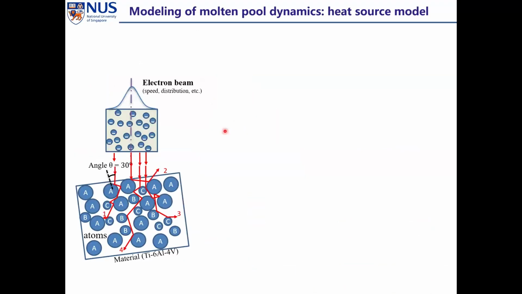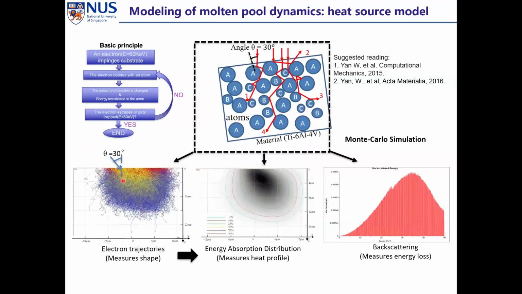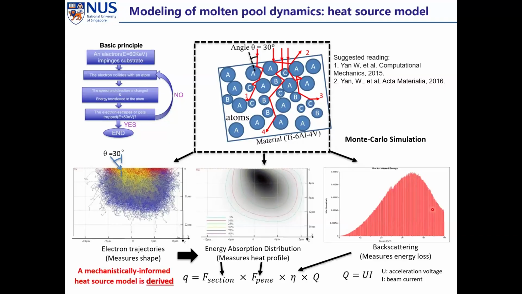And for electron beam, we simulate the collisions between free electrons and atoms. And this is like 10 million free electrons impinging into the material, having collisions with atoms, and these are the trajectories, absorbed energy, and energy loss due to backscattering. And then we can get the heat source model from the fundamental quantum physics with no assumption.